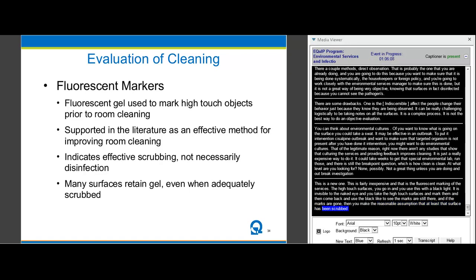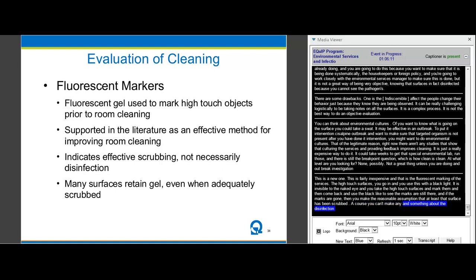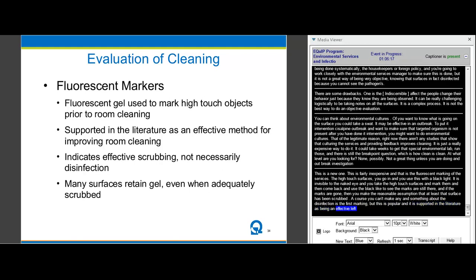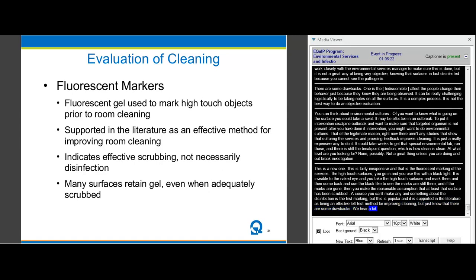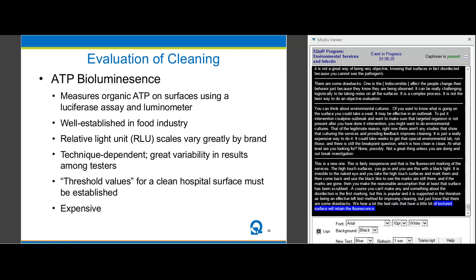And of course, you can't make any assumption about the disinfection based on fluorescent marking. But this is really popular, and it is supported in the literature as being an effective method for improving room cleaning. But just know that there are some drawbacks. Like we hear a lot that the bed rails that have a little bit of a textured surface will retain the fluorescence, and so it's hard to tell whether it was scrubbed or not because it's almost impossible to remove the gel.